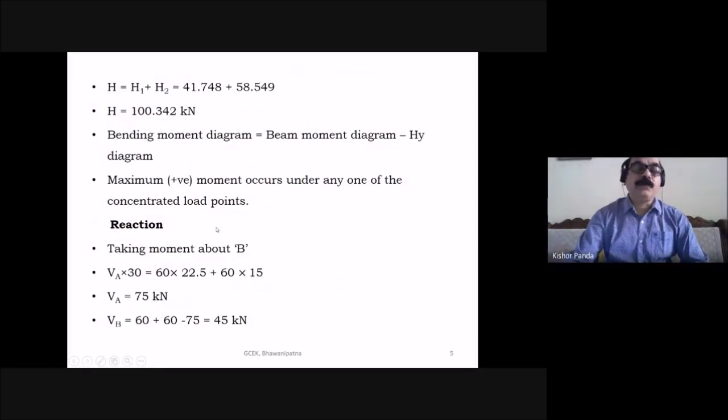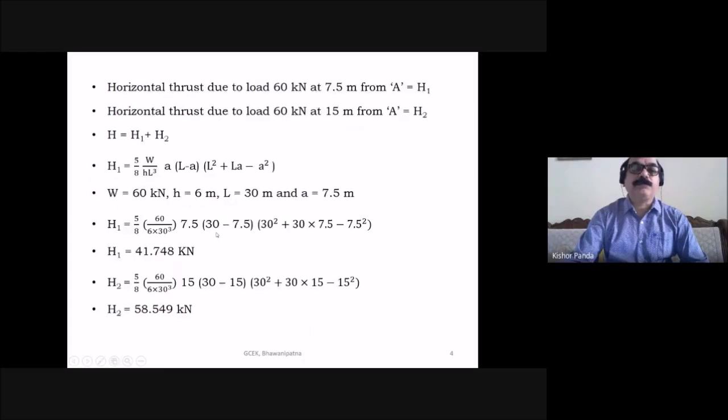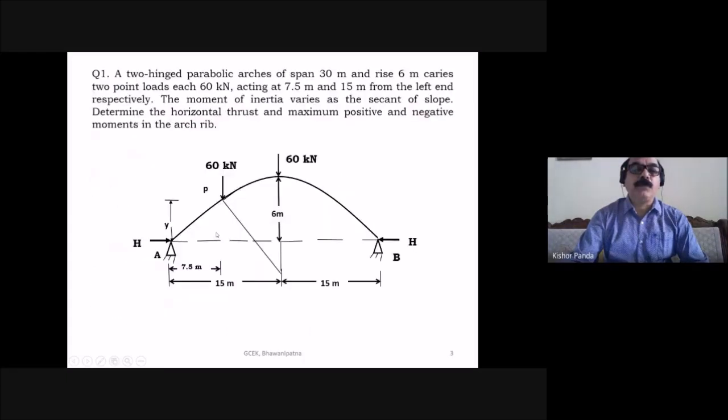So what do you have to do first? First you have to find the reaction. Here you see the vertical reaction at A is VA and the vertical reaction at B is VB, and you have two concentrated loads. So you have to find the vertical reactions at A and B. By taking moment about one point, you can find the vertical reaction of the other point.